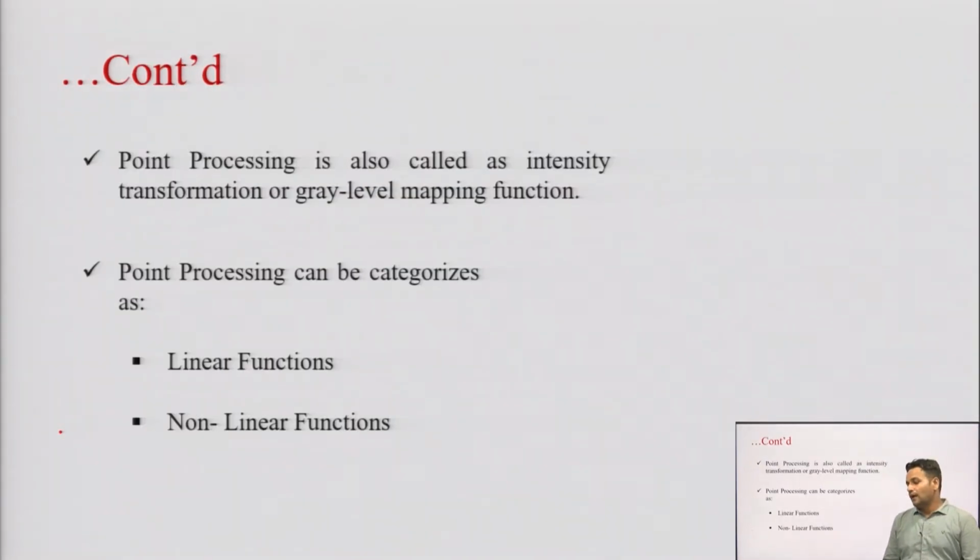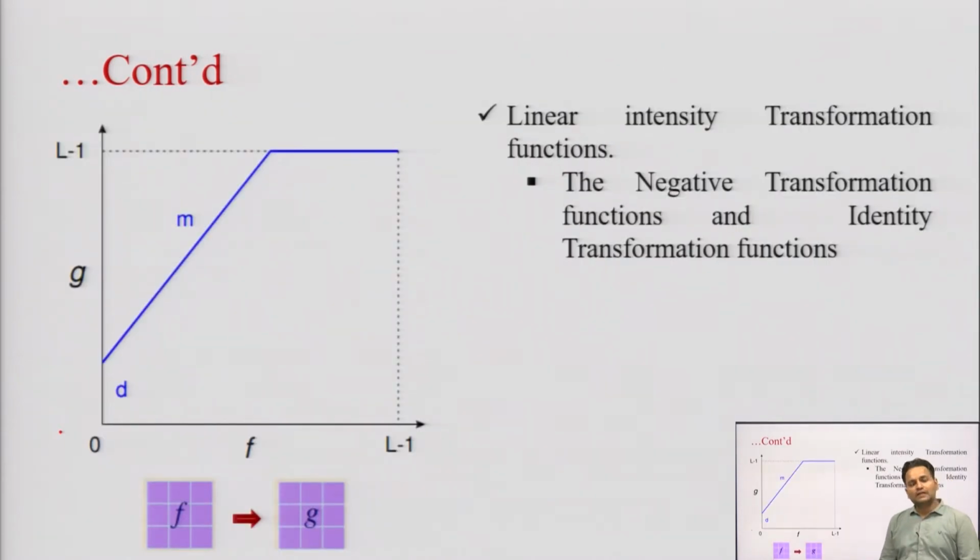Okay. Now, if we talk about another slide of this lecture, then point processing is also called intensity transformation or gray level mapping function, and point processing can be categorized in two ways. First one is linear function and second one is non-linear function. If we talk about the linear function, then we would have a straight line, and not all straight lines tend to be linear. You have to maintain the linearity which starts from the origin as well. Okay. And the straight line equation should be there.